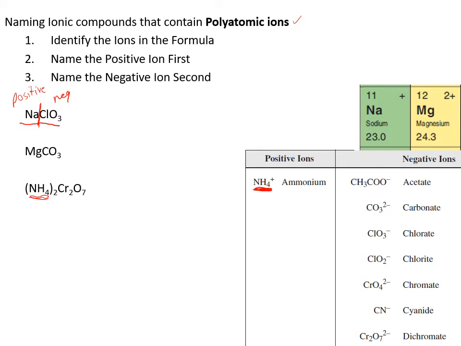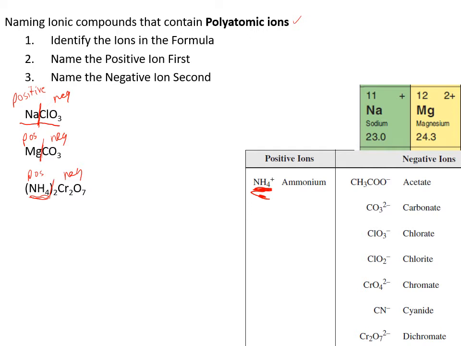Okay, so for this one right here, here's the first element right there. So that means this one's the positive, and this one's the negative. NH4, that is one of our positive ions. So again, this one right here is the positive, and this side is the negative. That's the hardest part about doing these kinds of questions, figuring out which side is the positive and which one is the negative.